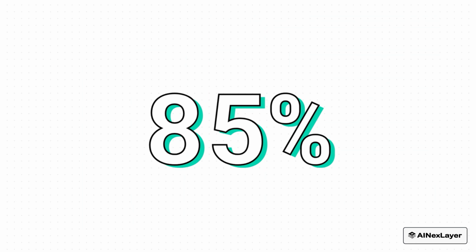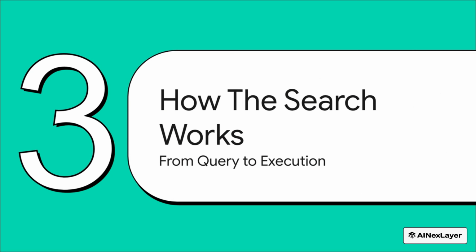The result of this on-demand method is pretty staggering. You're looking at a potential token reduction of up to 85% for your tool definitions. That frees up a ton of space in your context window for what really matters. So, how does this magic actually work? Let's get into the mechanics and see how it builds a much smarter workflow, from the user's query all the way to getting the job done.